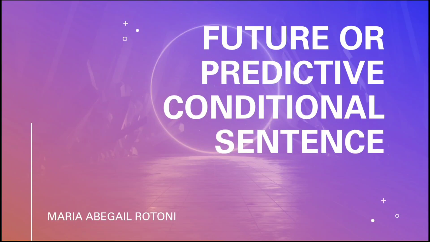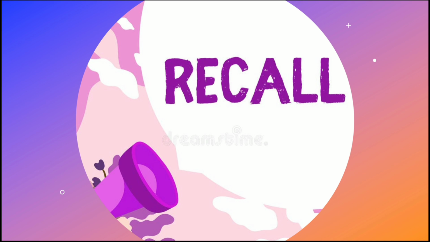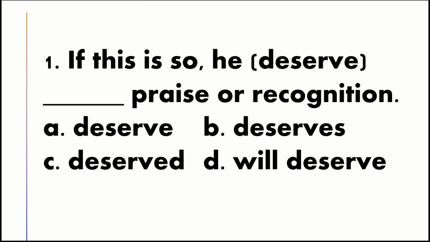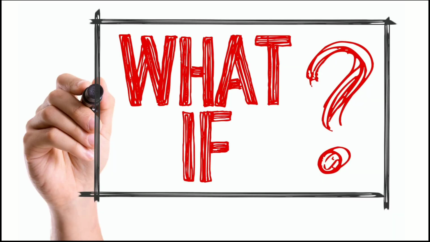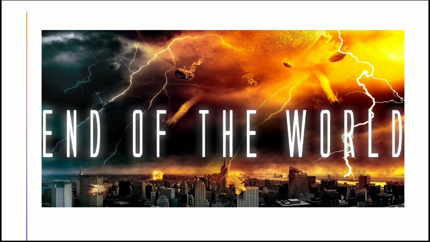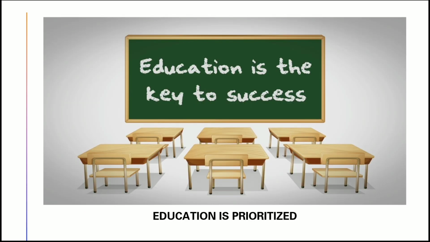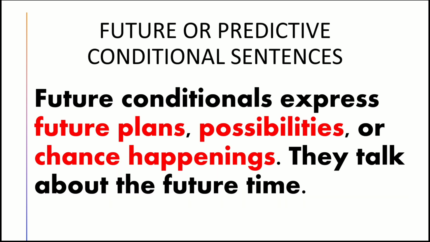Alright, so we are going to talk about future or predictive conditional sentences. We are done with recalling our lesson about factual or real conditional. We also answered this one yesterday. We have this activity, What If, already, in which I ask you about what if these scenarios might happen. So this time, we are going to talk about future or predictive conditional sentences.